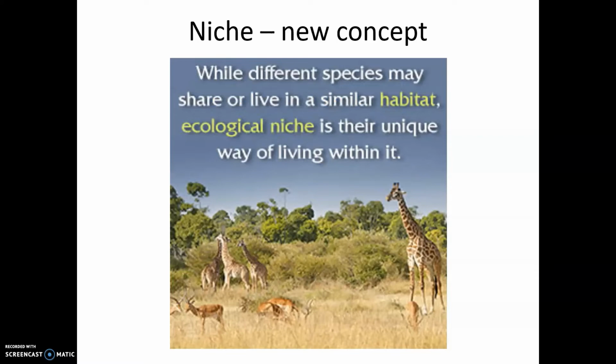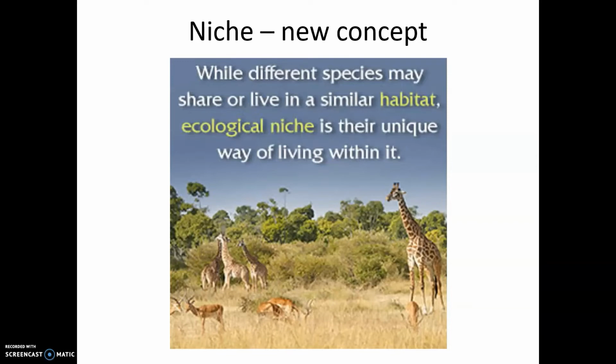And then another new concept, the concept niche, right? And it is sometimes difficult to wrap your head around what this really means. So I'm gonna try to give you some examples of this. But you could say that what it says here in this picture, right? Different species here will live in the same or in a similar habitat. And the niche, the ecological niche, is how they then use the habitat, or their unique way of living within that habitat.